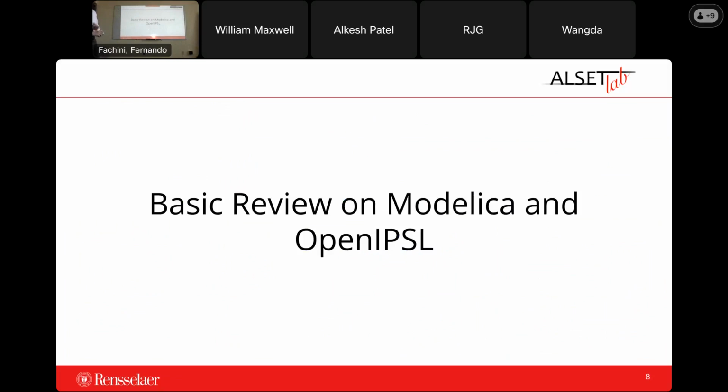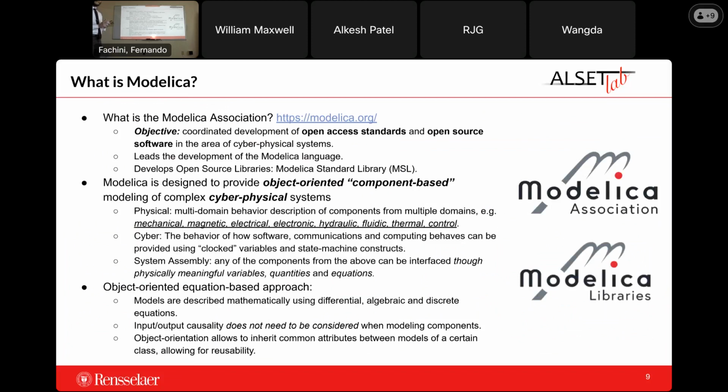Okay. So a little bit of a basic review of what Modelica and OpenMPSL are, for those that do not know. Modelica is a modeling language, and it's run by the Modelica Association. The objective of the Modelica Association is to coordinate the development of open access standards and open source software in the area of cyber-physical systems. It leads the development of the Modelica language, and it also develops open source libraries such as the Modelica Standard Library. The Modelica Standard Library is an extremely important library because it is the basis where we can find basic structure components, which we can then extend to create our own models in our own libraries.